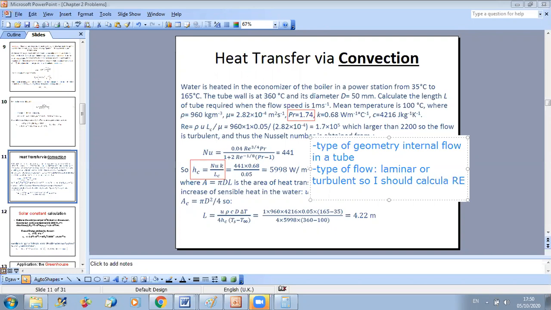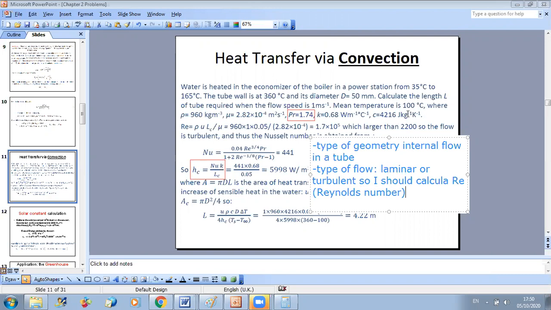The Reynolds number, Re. If you look at the given, they gave you all the properties of your fluid: the density, the viscosity, the conductivity, and the specific heat. They gave you all you need to do your calculations.